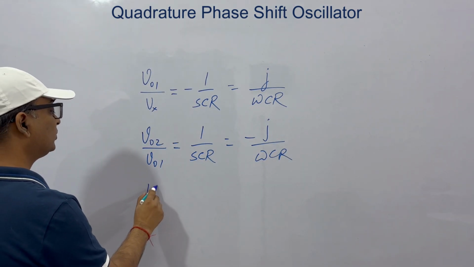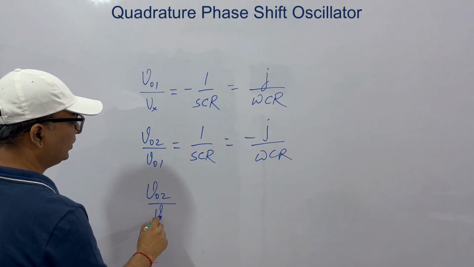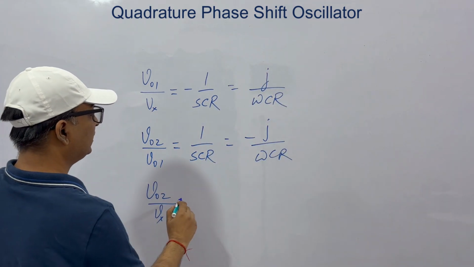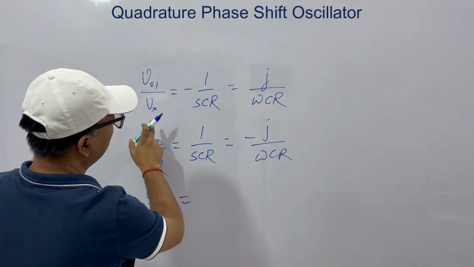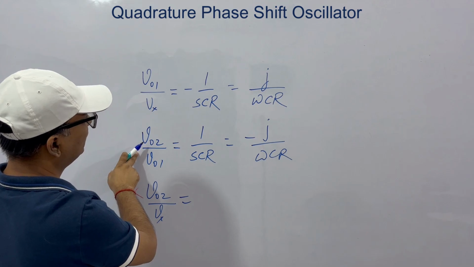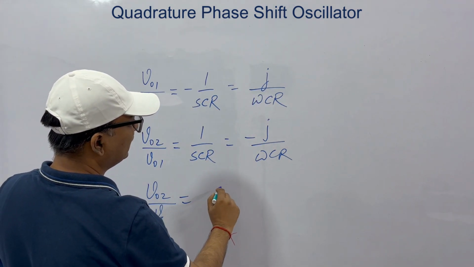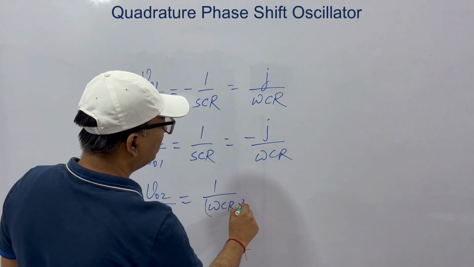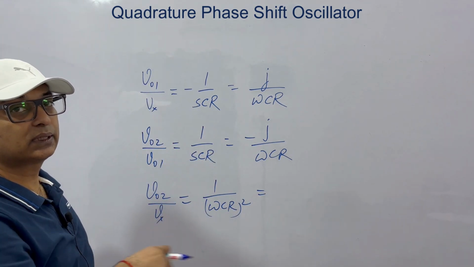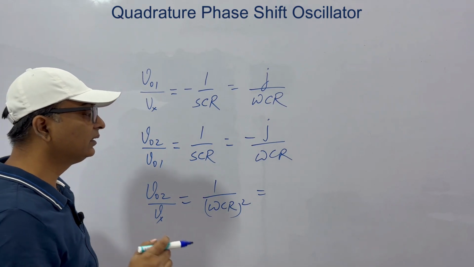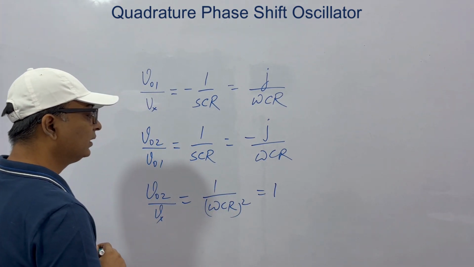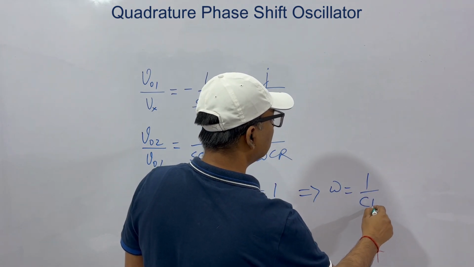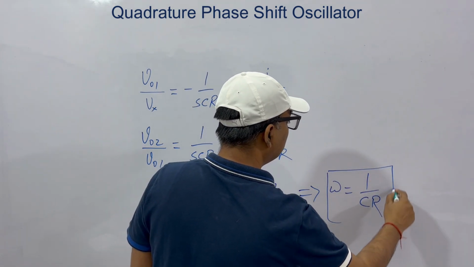Okay. So what is the voltage gain? V output by V input, that is VO2 by Vx, output by this input. This will be this into this. Okay. So when you multiply, minus j square is 1. So 1 by omega CR square. But through that short circuit, what we have achieved is unity gain. So this is equal to 1. Okay. So what you actually get finally? You get omega is equal to 1 by CR.